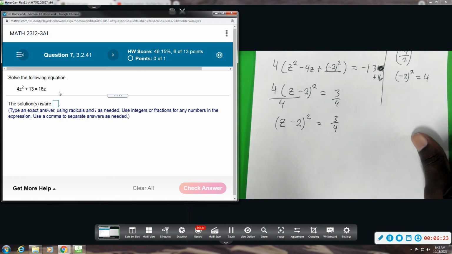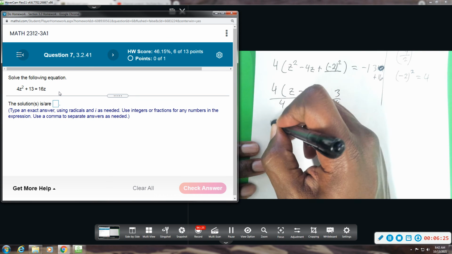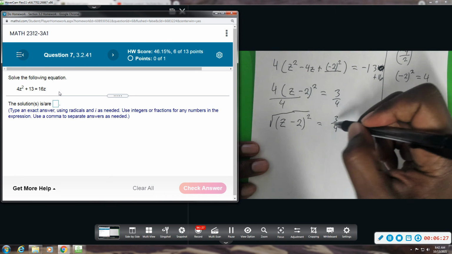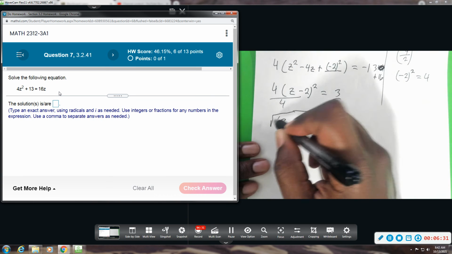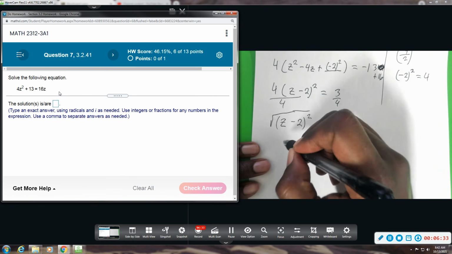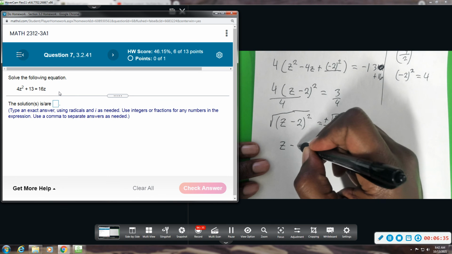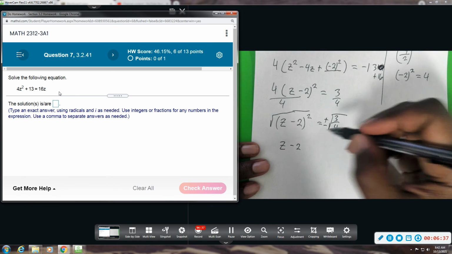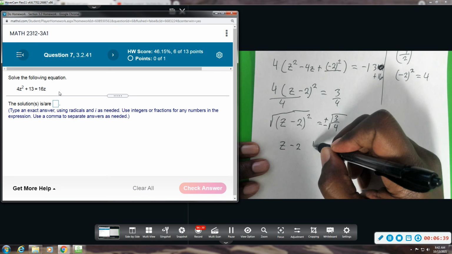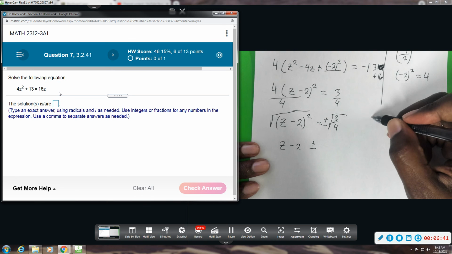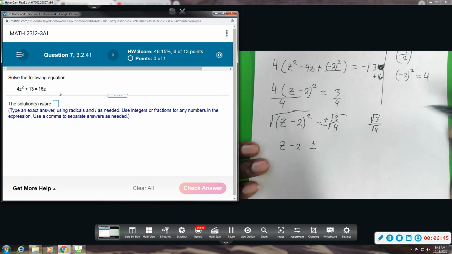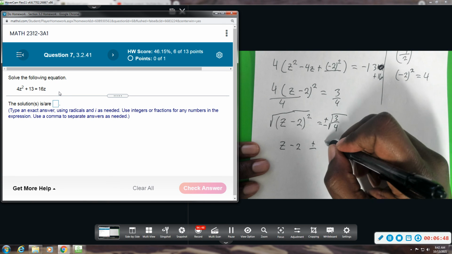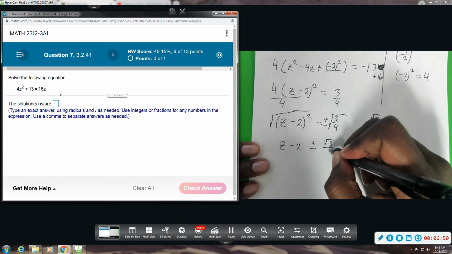And then we're going to take the square root of both sides. When you take the square root of a number, you have to add the plus or minus. The square over here is just going to cancel out, so it's going to leave us with z minus 2. And then over here we have plus or minus. The square root of 3 can't reduce, but the square root of 4 can. It's going to give us 2. So I'm going to write this as the square root of 3 over 2.